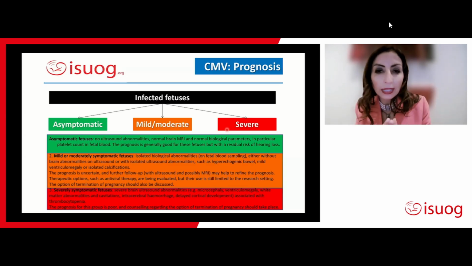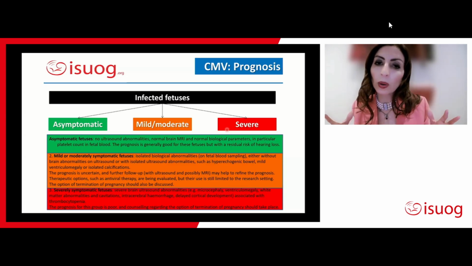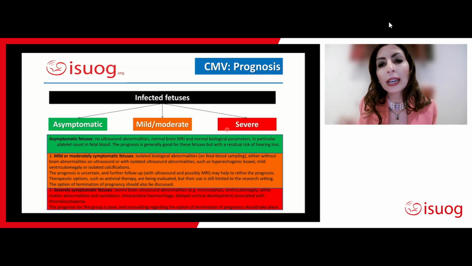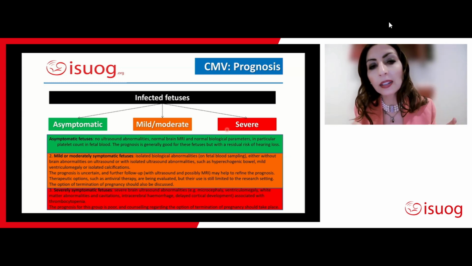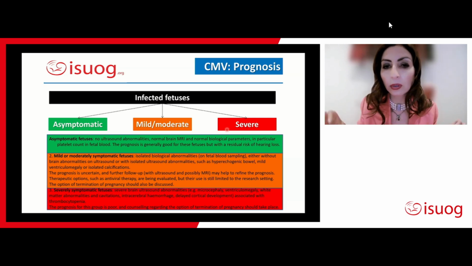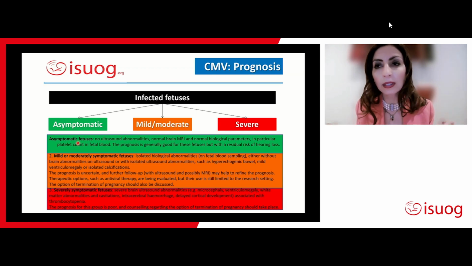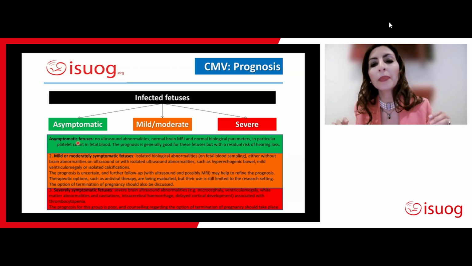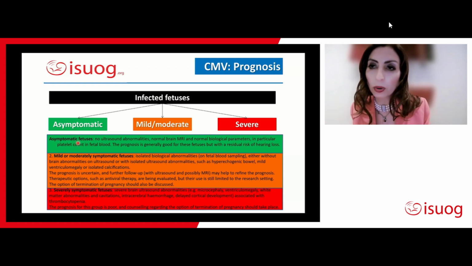But importantly, once you've made your assessment, once you've done your detailed neurosonography and the MRI, you can group these cases of congenital CMV infection into one of three categories, color-coded like a traffic light. Green: there are no ultrasound abnormalities, the brain MRI is normal, and therefore we can be really reassuring to the parents that the chance of disability is very low, except for the residual risk of hearing loss or hearing impairment.